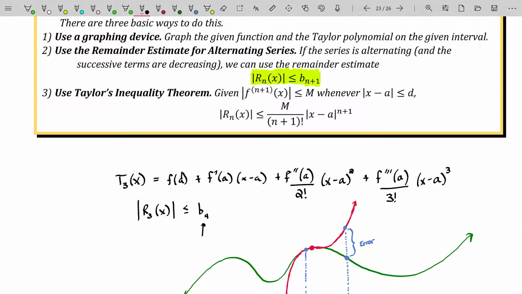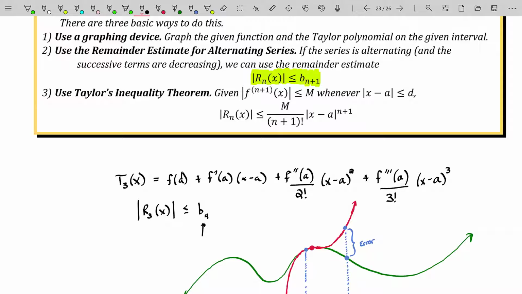What's the worst possible case that our error could ever be? Will your error actually become that? Possibly, but probably not. But what happens if your series is not alternating? So that's kind of, in my opinion, the worst case scenario.